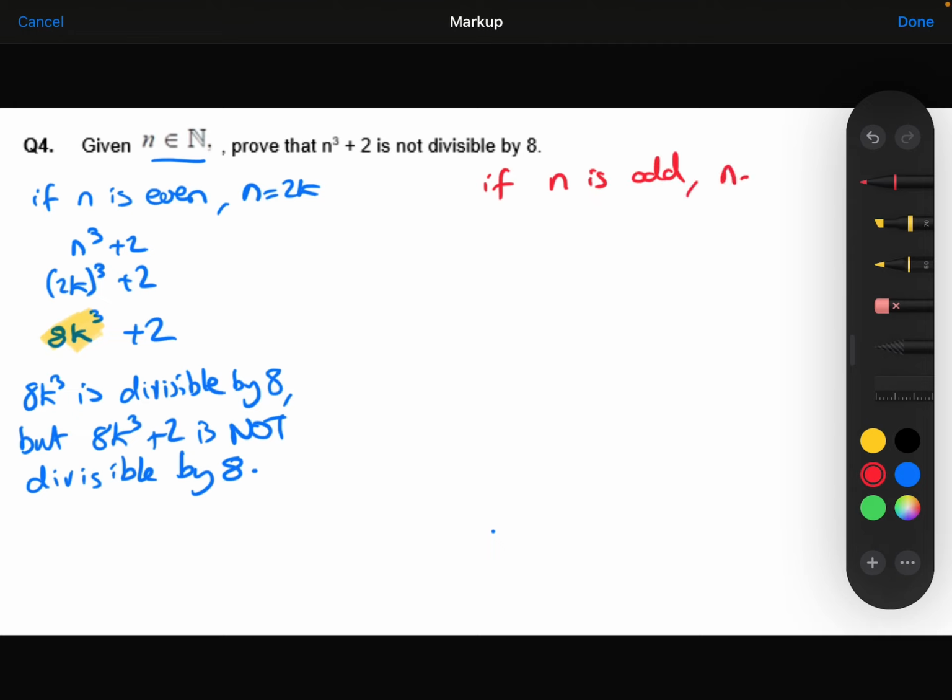In that case, I could say that it would be 2k plus 1. That's how I can represent an odd number. So that way, the n cubed plus 2 would become 2k plus 1 cubed plus 2. Now, to expand those brackets, let me just do a bit of rough working out.